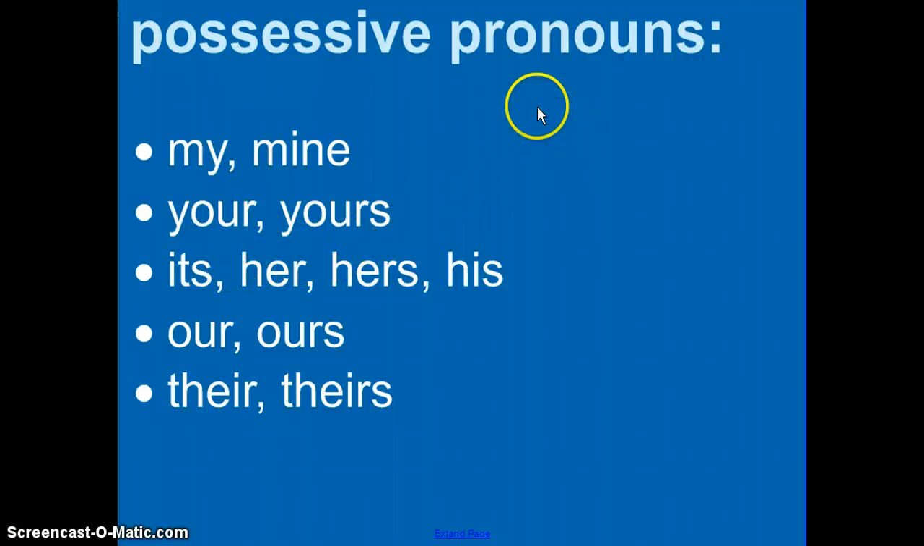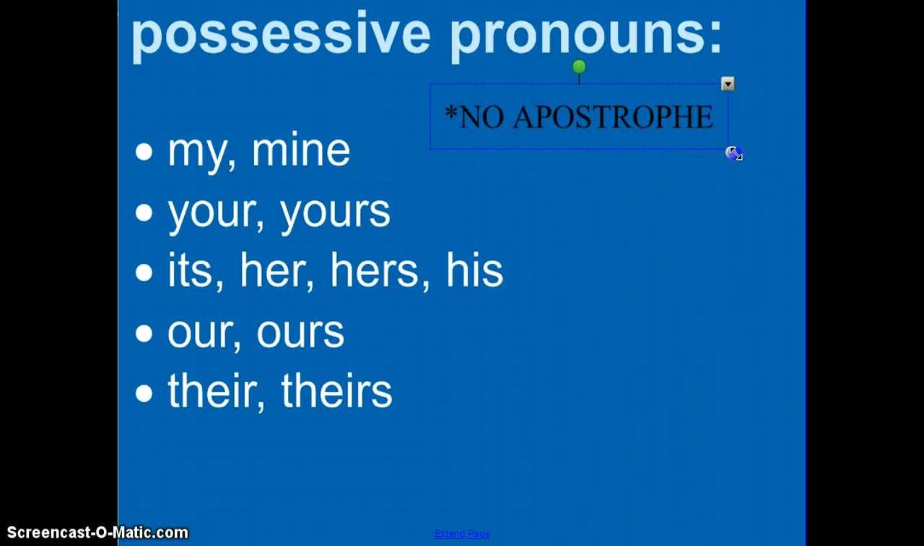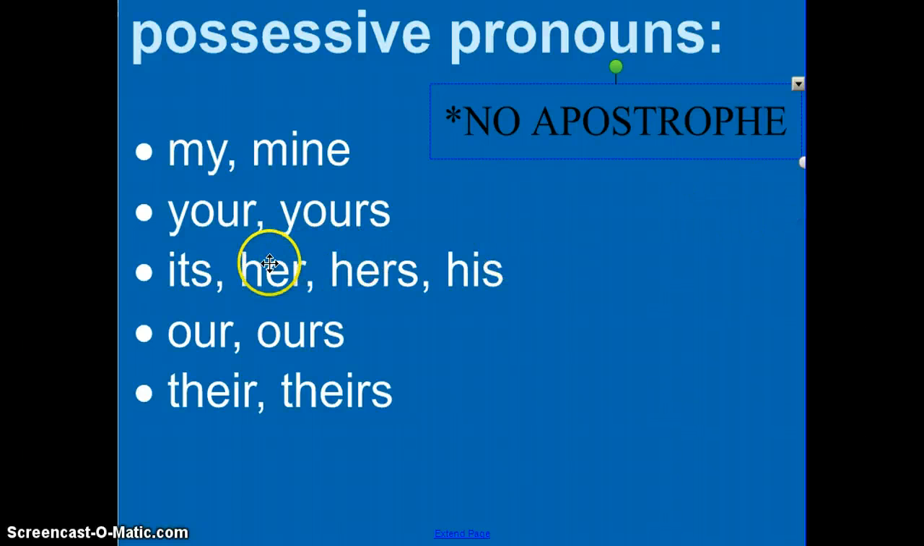The thing that I wanted students to really get out of this is that we do not use an apostrophe whenever we're using possessive pronouns. Because if we put an apostrophe, let's say in the word its, it becomes a contraction for it is, and it's not a possessive anymore. And so it's kind of the opposite. With possessive nouns, you use an apostrophe. With possessive pronouns, you do not, because it will change it to a contraction.